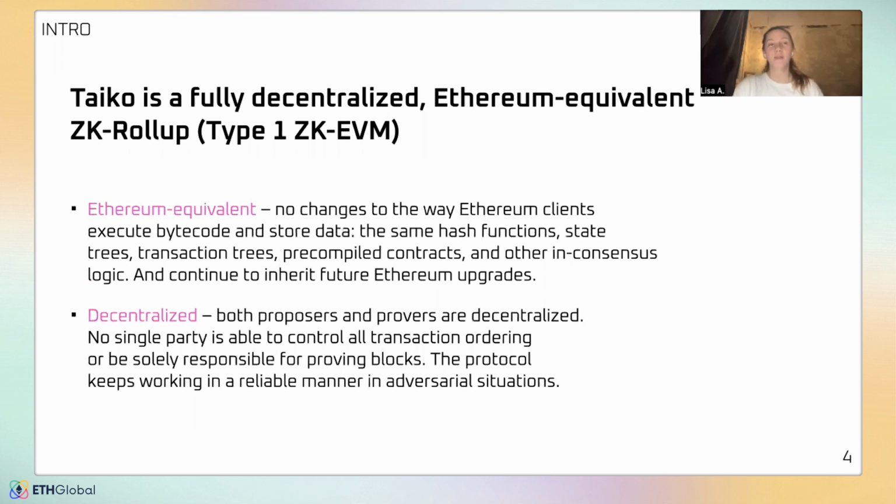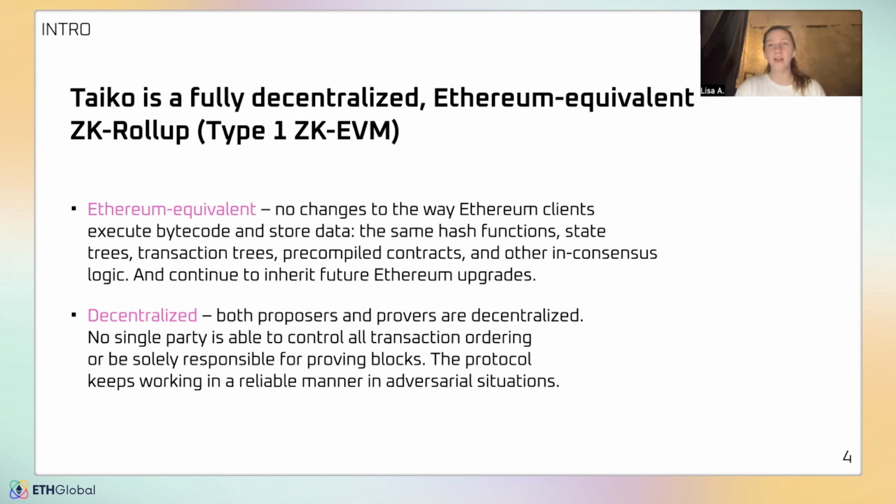When we say Ethereum equivalent, that means that there are no changes to the way Ethereum clients execute bytecode and store data. That is, Taiko uses the same hash functions, the same state trees, transaction trees, precompiled contracts, and other in-consensus logics, and it will inherit future Ethereum upgrades further.